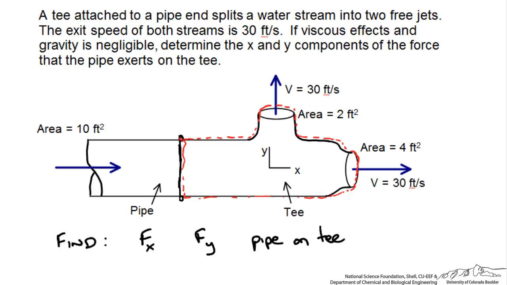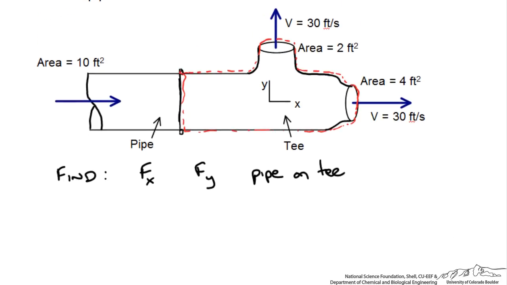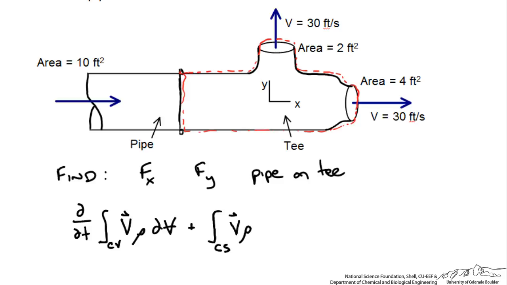Alright, so a good place to start with this problem is to write our general equation for performing a linear momentum balance on the T. So we know that the differential with respect to time of the control volume is the velocity times the density times the change in volume plus whatever enters that control volume through its control surfaces, and this is the velocity times the density times the velocity dot product with the normal over the area that it enters, and this must be equal to the sum of all forces acting within the control volume or on the control volume.